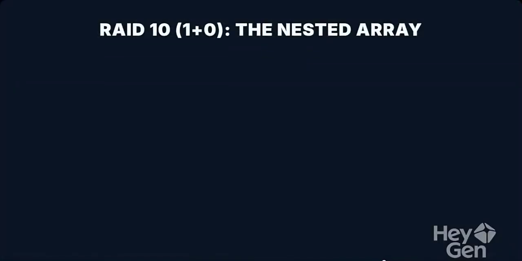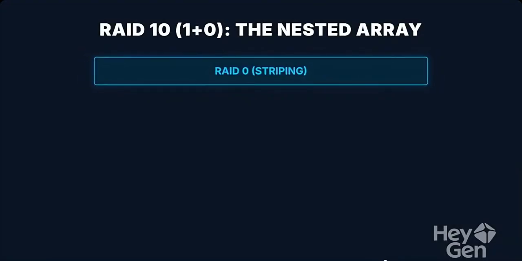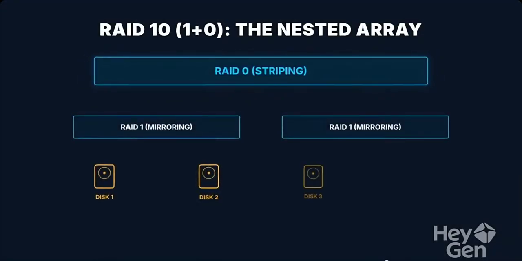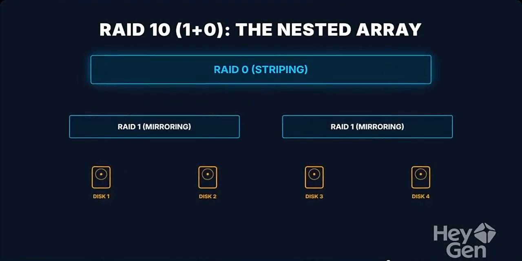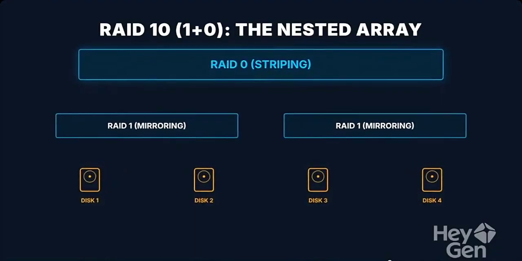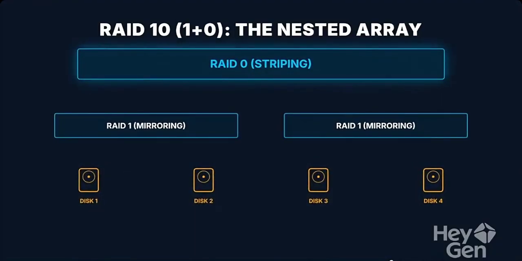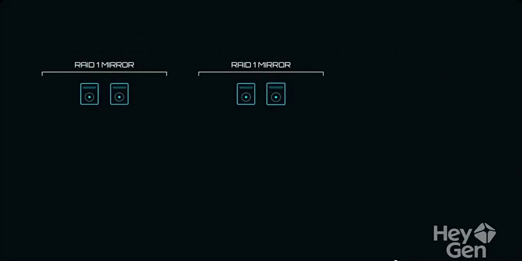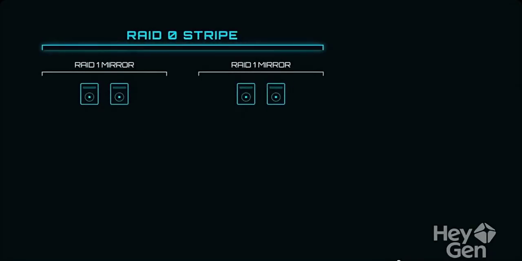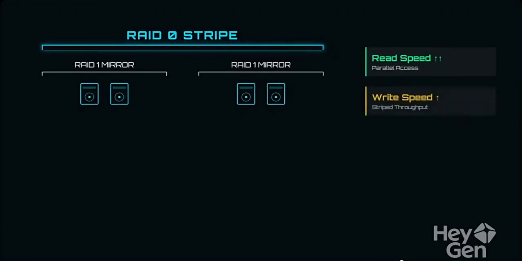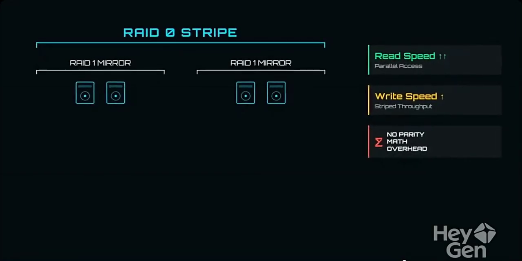When you demand enterprise performance alongside zero compromises on safety, you deploy a nested hybrid configuration like RAID 10, also written as RAID 1 plus 0. Requiring a minimum of 4 drives, it mirrors data across pairs first, and then stripes your data blocks across those mirrored sets. You get the incredible read and write performance of striping combined with the fault tolerance of mirroring, all while avoiding any complex parity write penalties.